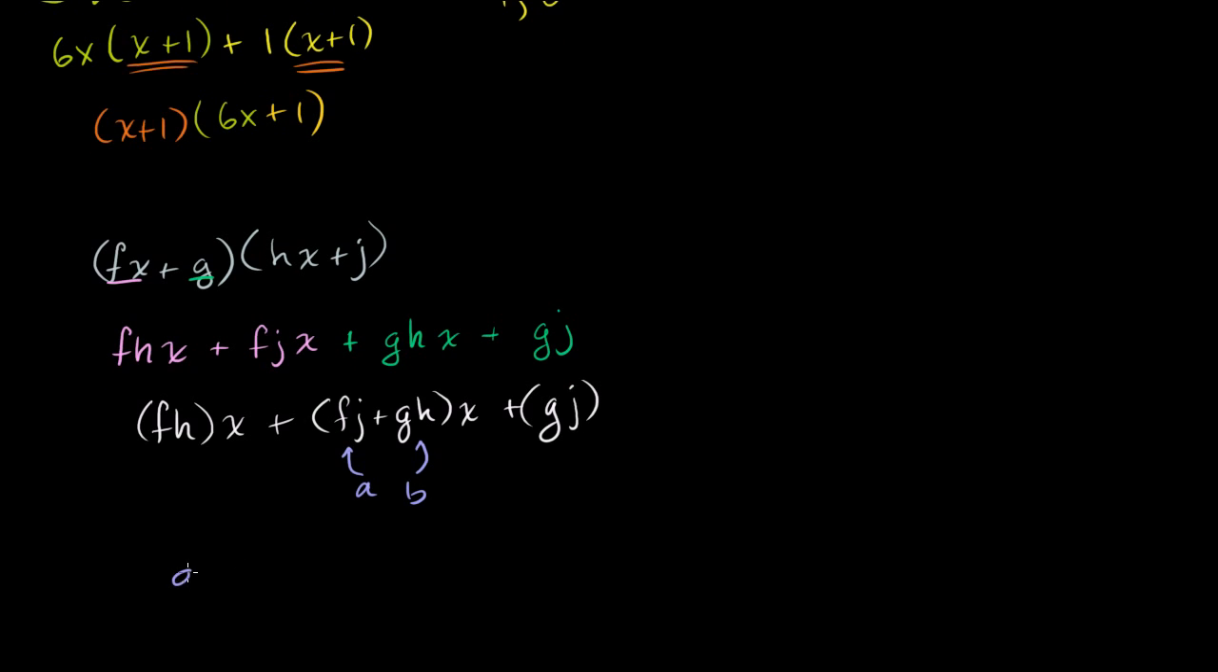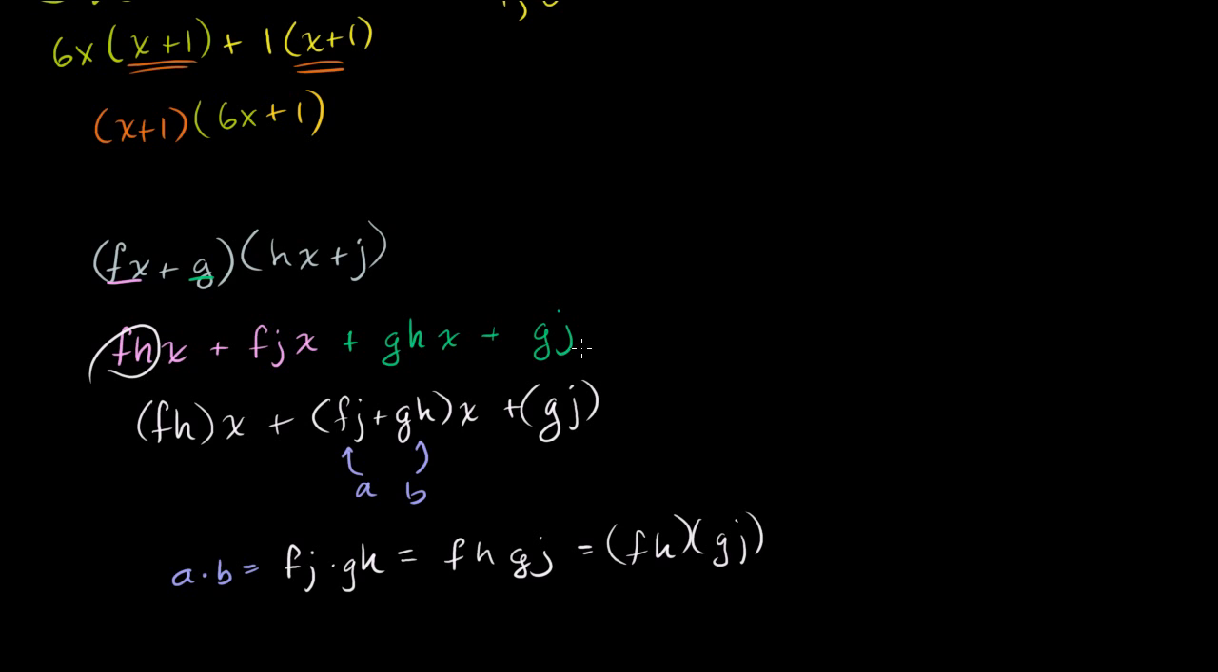And then what is a times b? A times b is going to be equal to fj times gh, which we could just reorder. We're just multiplying a bunch of terms, so that could be rewritten as f times h times g times j. These are all the same things. Well, what is fh times gj? This is equal to the first coefficient times the constant term. So a plus b will be equal to the middle coefficient, and a times b will equal the first coefficient times the constant term.